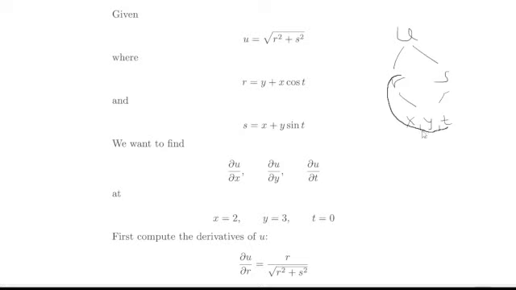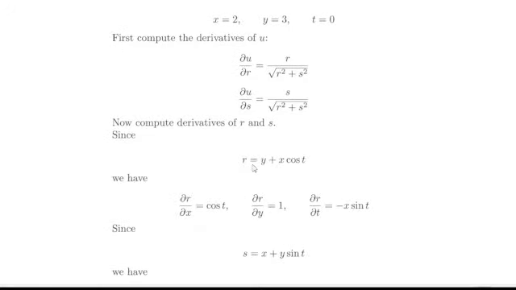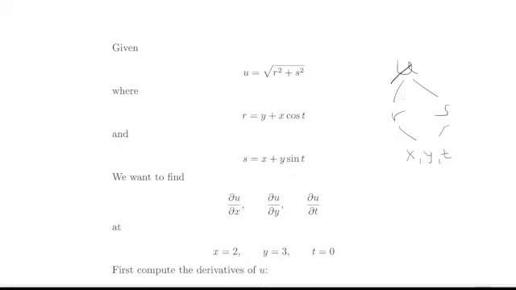So now we're going to find basically the next level. So partial of r with respect to x, y, and t. So we have r equals y plus x cosine t. So the partial of r with respect to x is cosine t. R with respect to y is 1. Partial r with respect to t is negative x sine t. So now all of these are done.